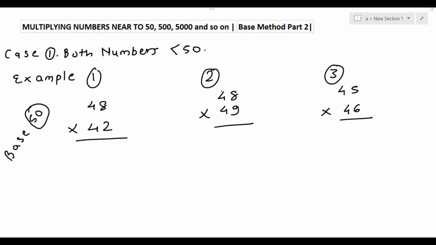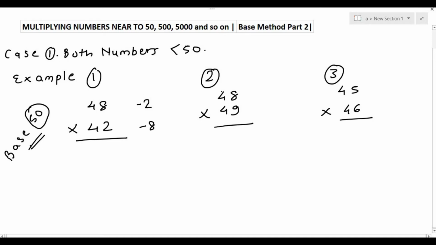So here I've taken three examples. First of all, our base is 50 and the first example is 48 into 42. As our base is 50, we just subtract these numbers from 50. So for 48, it will be 50 minus 48, that is minus 2. 50 minus 42 is minus 8.